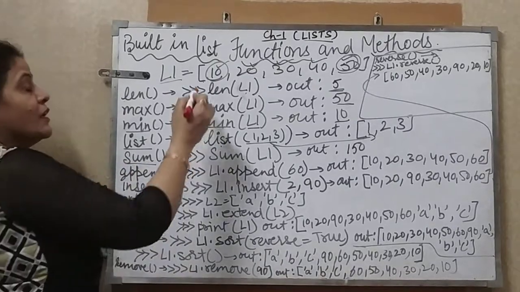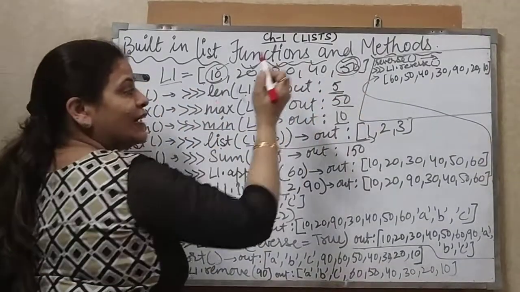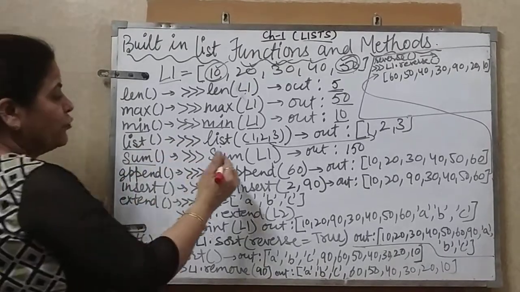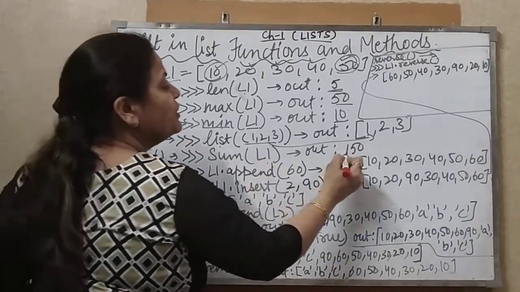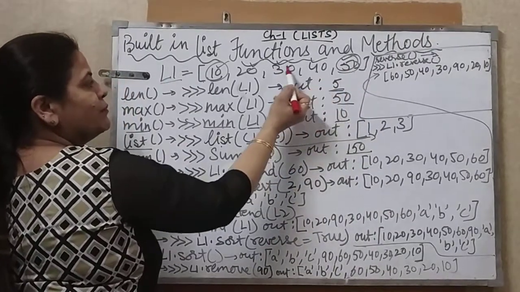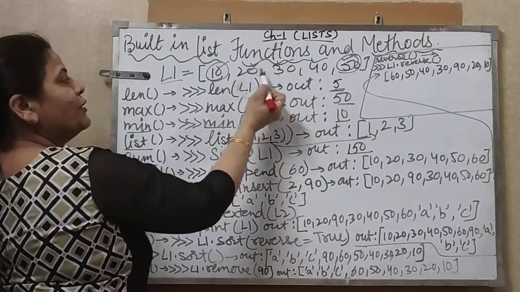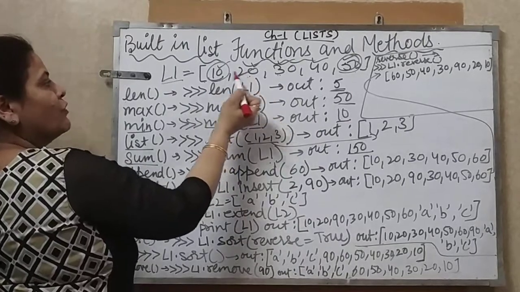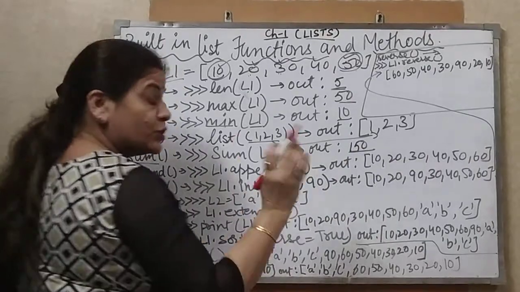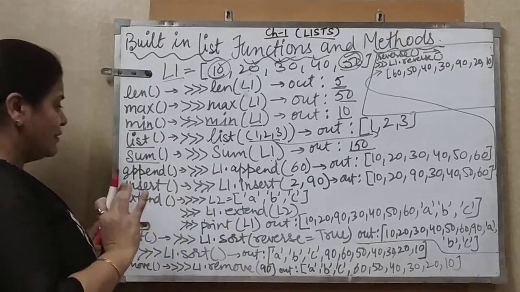Sum means the elements which we have in our list will be summed up, that will be totaled. For example, sum of L1 will give me the value 150 because 50 plus 40 is 90, 90 plus 30 is 120, 120 plus 20 is 140 and 140 plus 10 is 150. So it gives me the total of all the values present in my list.